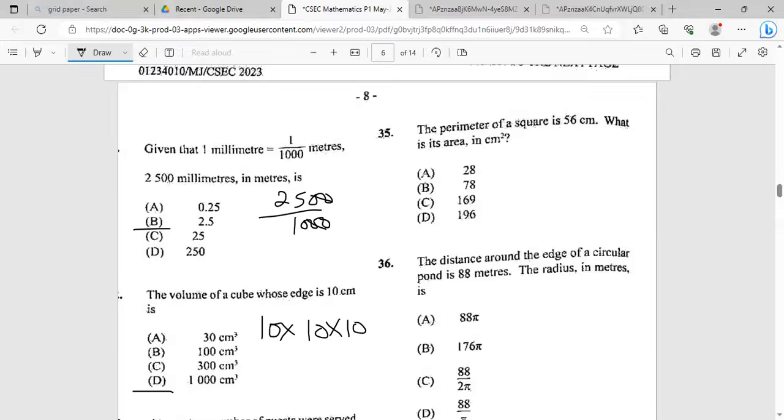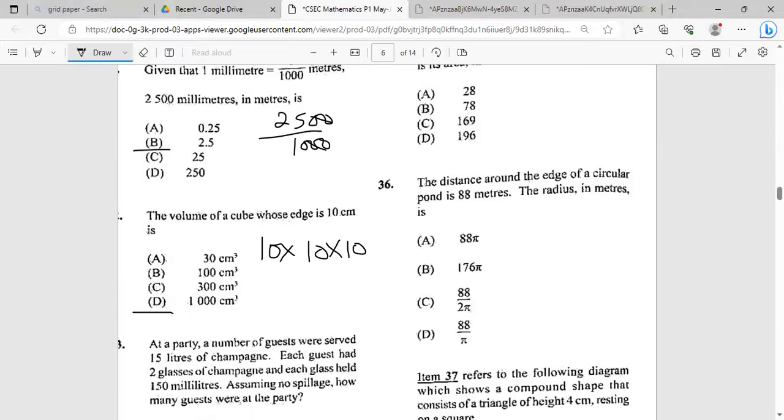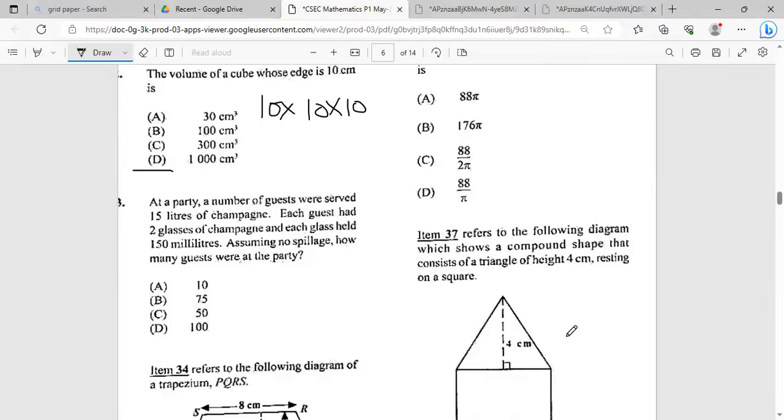Which number with it, guys? At a party, a number of guests were served 15 liters of champagne. So I convert that immediately to milliliters by multiplying by 1,000. Each guest had 2 glasses, and each glass contains 150. So it's 2 times 150, which works out to 300. So we just divide by 300. That's what I did, right?